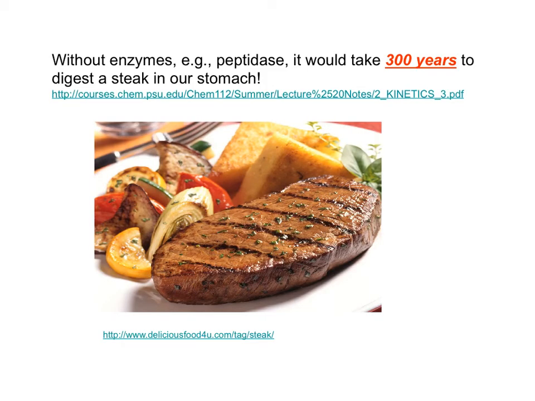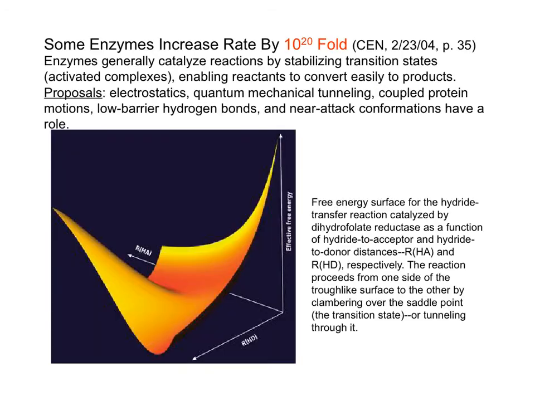These biological catalysts, the enzymes, are very important in our body. For example, it would take 300 years to digest a steak in our stomach without enzymes. We just saw that the catalase enzyme increases the rate of the hydrogen peroxide decomposition reaction by 10 to the 7th. Some enzymes make reactions go 10 to the 20th times faster.